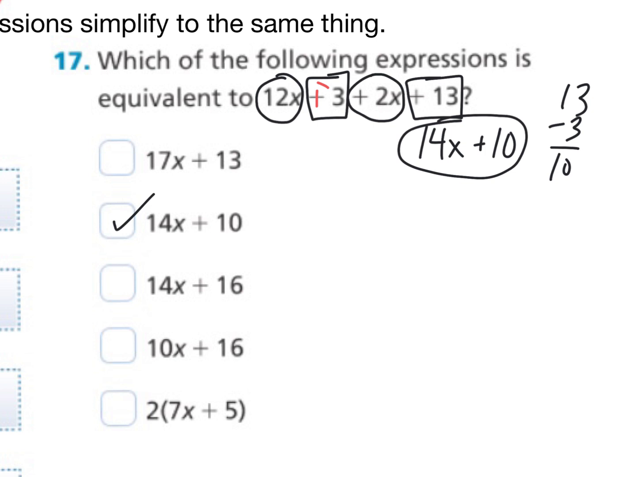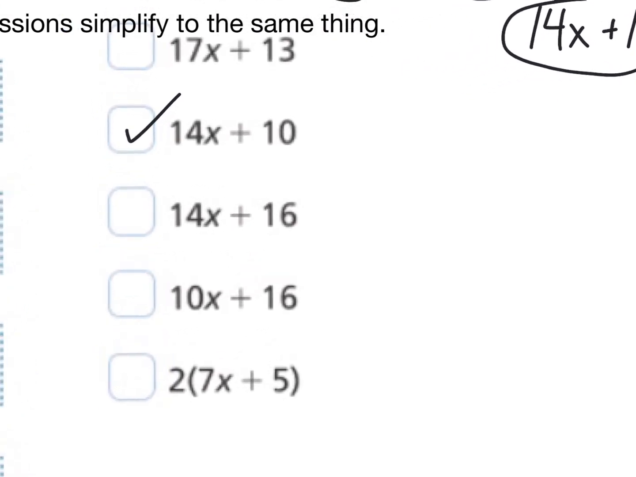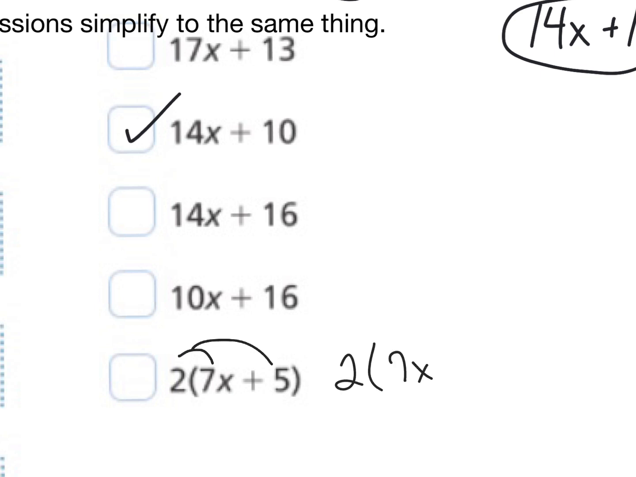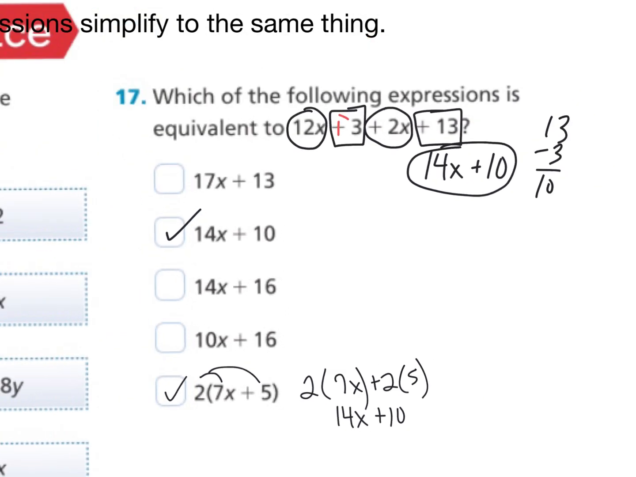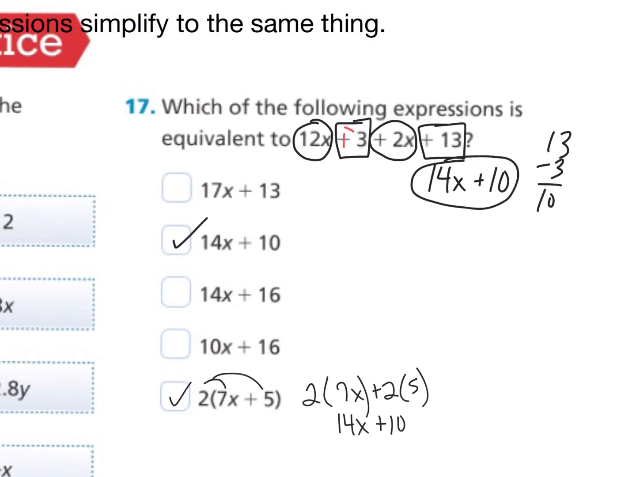Basically, then we're just looking at if there's anything else. Nothing else is exactly looking like 14x plus 10. You could look for 10 plus 14x. That would be the same because of the commutative property, change the order. The last option here, we do have an option of distributing. So if you try and distribute that, that would be 14x plus 10, and that's what we had. So that would be another option that would work there.